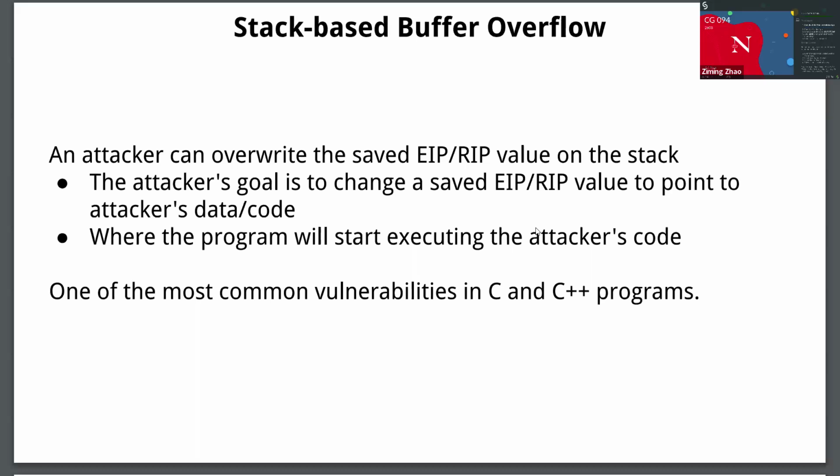The goal is to override the saved first. We will go override the saved return address, the saved EIP. Next week, we will learn that we do not have the ability to override the saved EIP or return address, but we have the ability to override the saved EBP. How do we attack this?